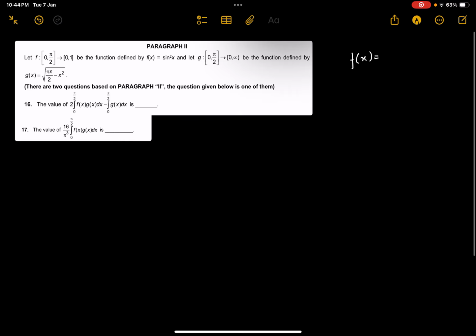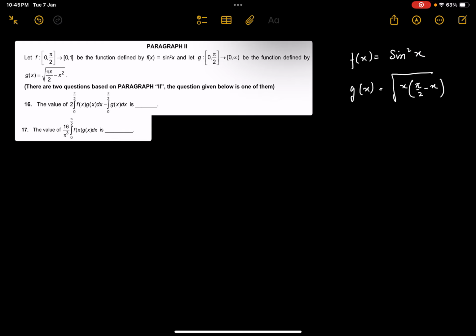f(x) is sine square x from 0 comma pi by 2 to 0 comma 1. We have g(x) from 0 comma pi by 2 to the positive real numbers, or the non-negative ones rather. We have g(x) is the root of x times (pi by 2 minus x).